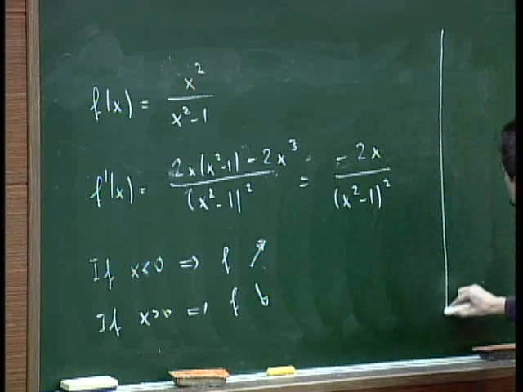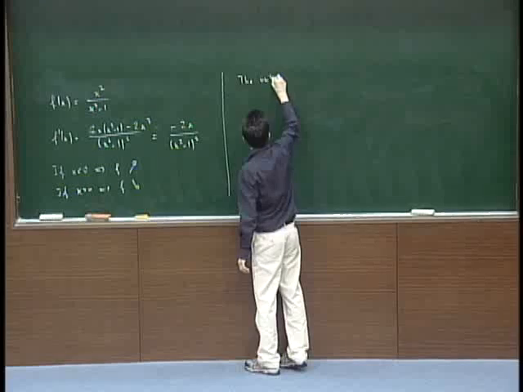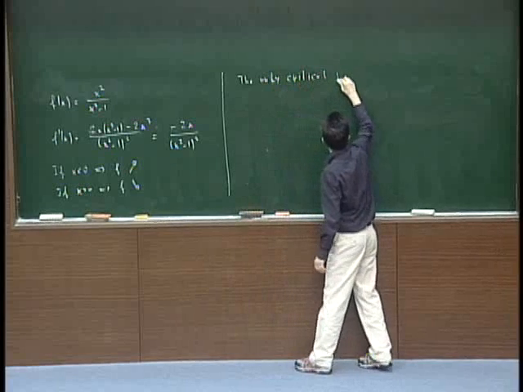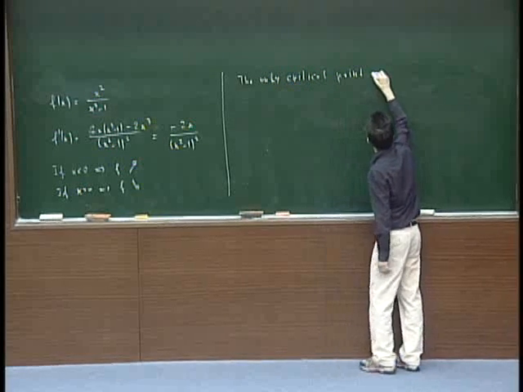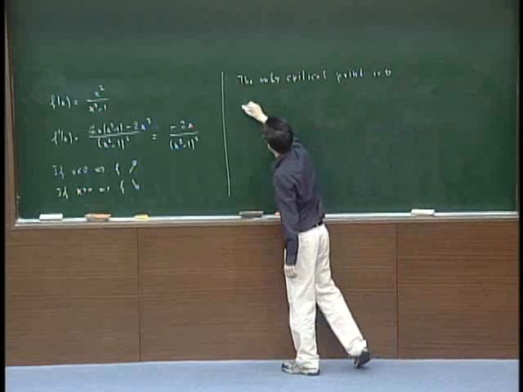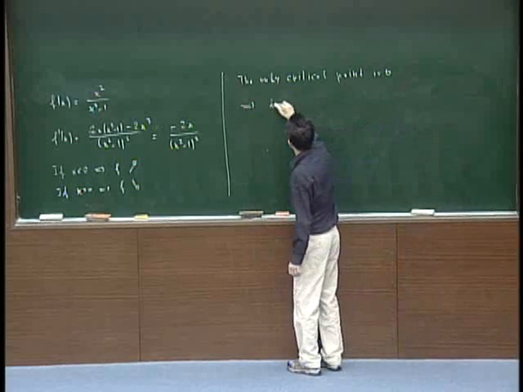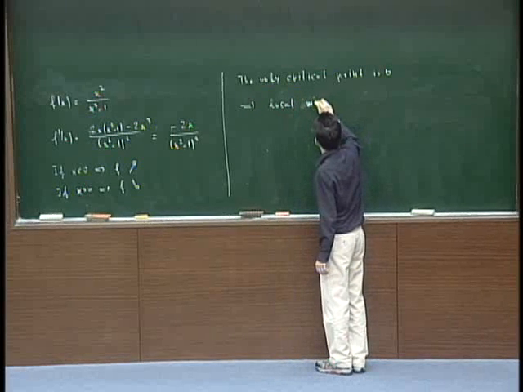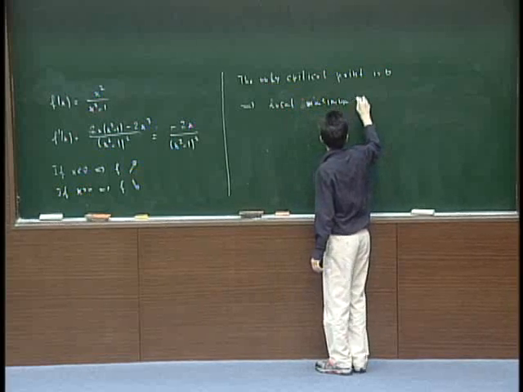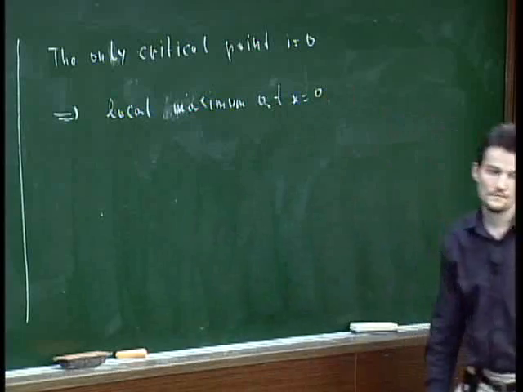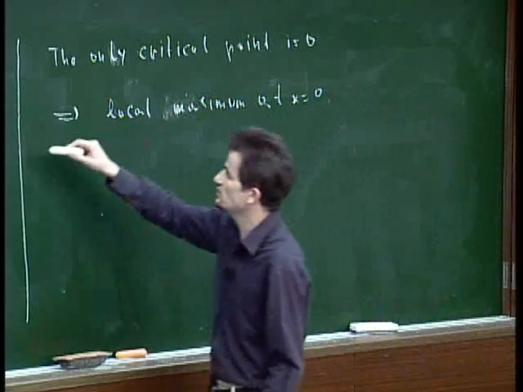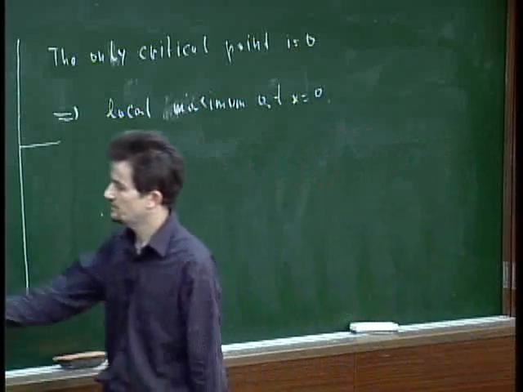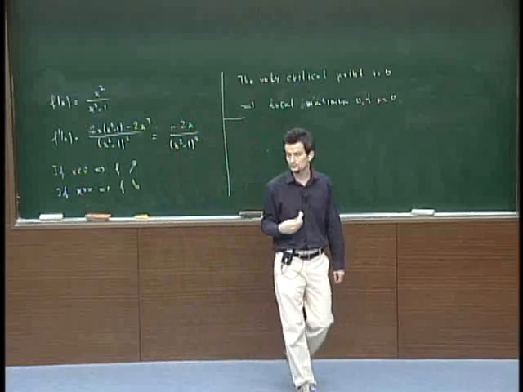So the only critical point is 0. And from the first derivative test, we see we have a local maximum. Okay, so this is the first thing. This is actually what you can see from the first derivative. You can understand the monotonic behavior of the function, and you can discuss local extreme values.